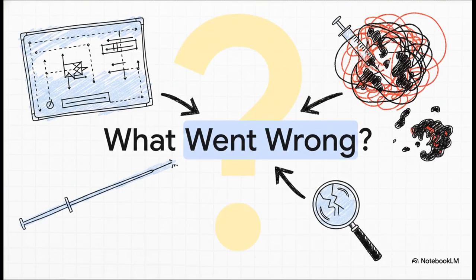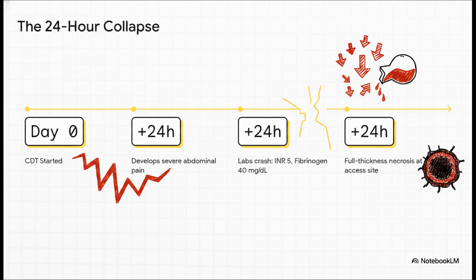Now, on paper, that sounds like a reasonable plan. But in reality, it turned into an absolute catastrophe. So that brings us to the central question of this whole debrief. What on earth went wrong? Let's just trace the timeline because it's terrifyingly fast.